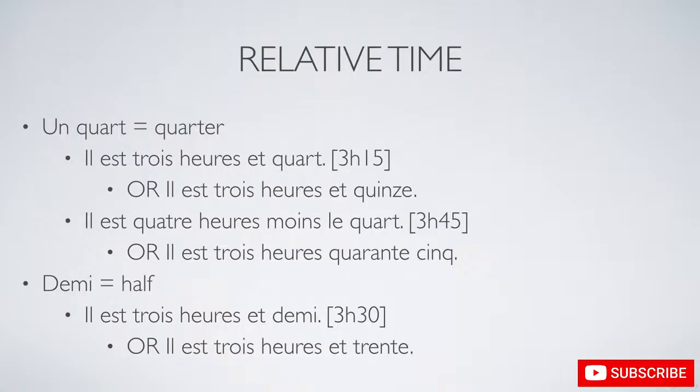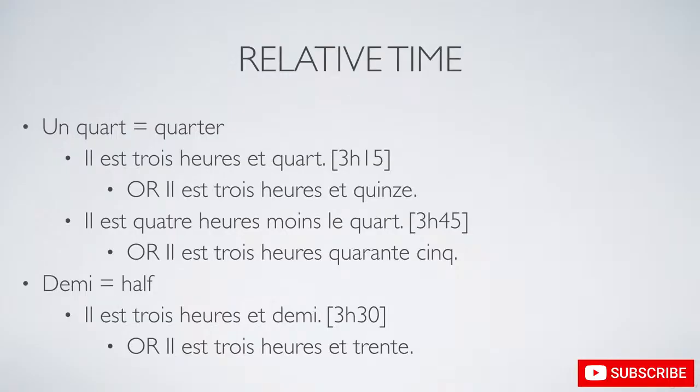So here we have un quart, which is a quarter. In the example here we have 3:15, which is il est 3h et quart, so it's 3 o'clock and a quarter. Or you can say il est 3h15, which is just reading out the time regularly. We can also say il est 4h moins le quart, so it's 4 o'clock minus a quarter. Or il est 3h45, it's 3:45.